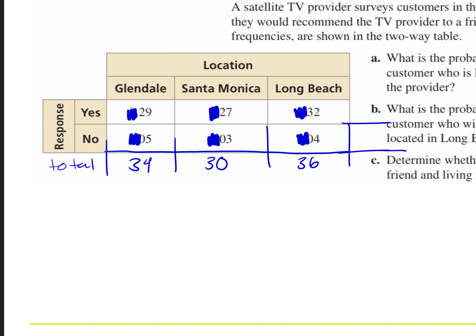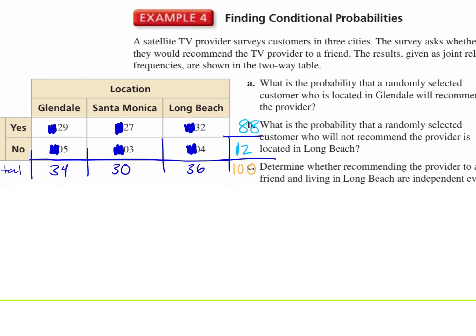How many people total said yes? So 29 plus 27 plus 32. 88. And how many people total said no? 12. How many people total were surveyed? 100. Awesome. So you could just add the amount of people that said yes and no, add them together.